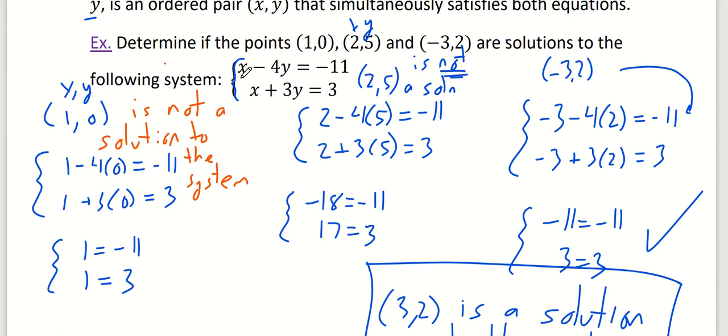Instead of being in y equals mx plus b form, this is in the form ax plus by equals a number c.